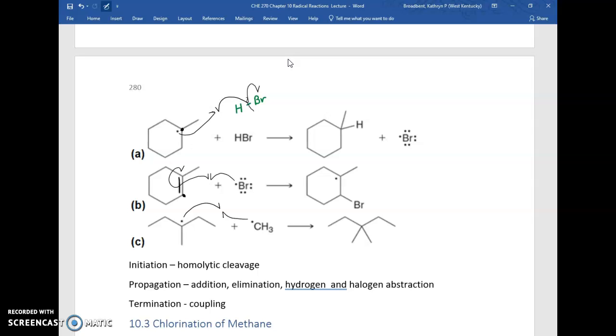So you need to remember that when we initiate these radical reactions, we start with a homolytic cleavage. That makes radicals. The propagation steps are addition, elimination, hydrogen and halogen extraction. And then termination is the coupling step. This uses up or gets rid of radicals. And next we'll look at the chlorination of methane.